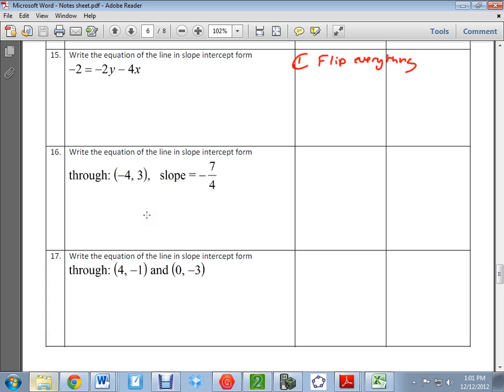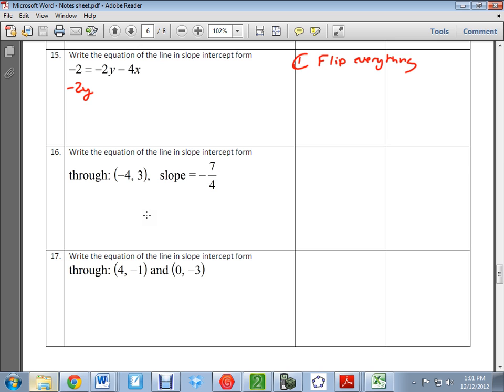All right, I don't want the y's on the right side because I like my equations y equals mx plus b. I like the y's to be on the left. That's just how I like it. So if I see the y's on the right, I'm going to flip everything. So if you switch it, then it becomes positive. Okay, there are a couple ways you could do it.